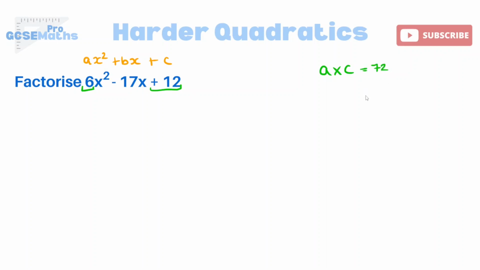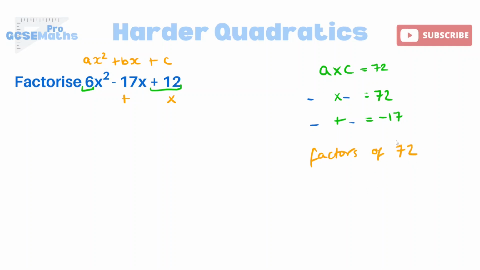So what I'm looking for, and this is where it's very similar to trial and error, is two numbers that multiply to make 72, but they also add up to make this middle number, the b, minus 17. So before we figure out the factors of 72, as always, we need to know what symbols we need. So we're multiplying to make a positive, but when we add them together, it's negative. So we're going to need two negatives.